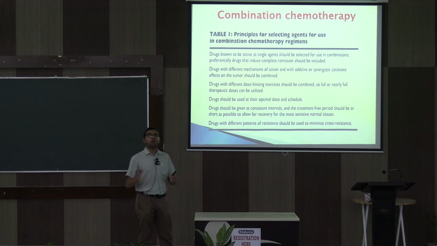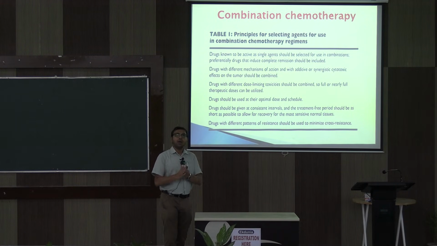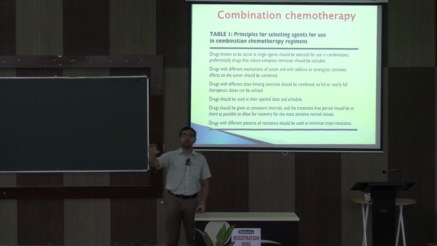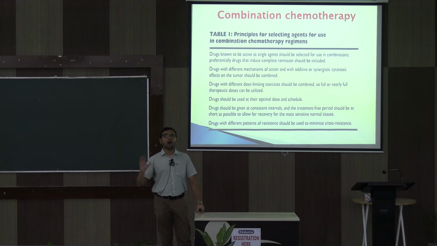Drugs with different dose-limiting toxicity should be combined, because if all three drugs we are using have dose-limiting toxicity on the liver, ultimately the liver toxicity will be very high. So this should not be done.